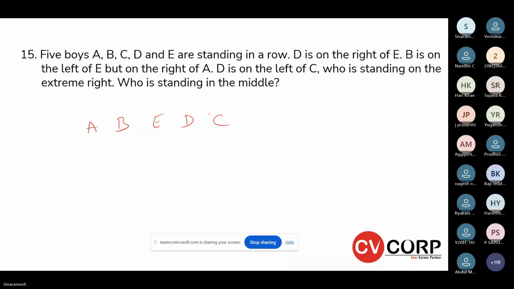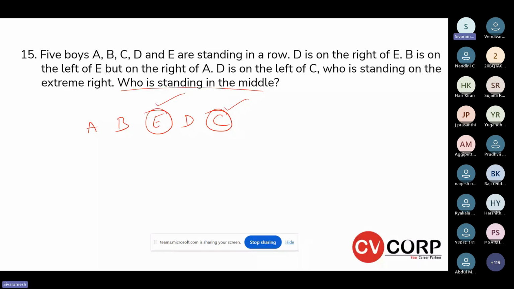Here we have two questions. Who is standing on the extreme right? Obviously, it is C. Who is standing in the middle? Obviously, it is E. So two questions were asked. The extreme right answer is C, and the middle answer is E. Simple question, simple arrangement.